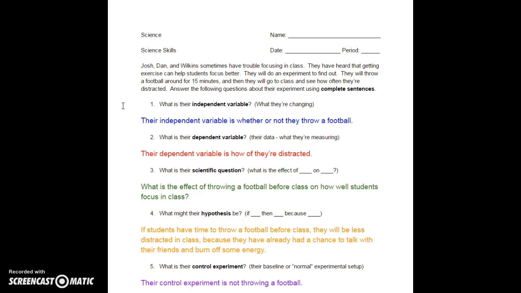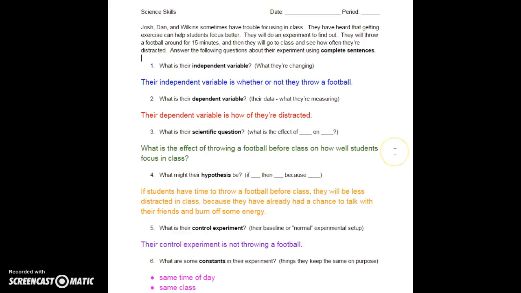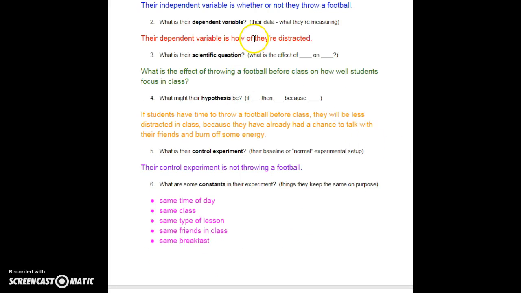All right, we're going to go through these answers. You should be writing the correct answer with a red pen on your paper if you do not already have the correct answer written down. Their independent variable is whether or not they throw around a football before class, as they have been so often asking to do. Their dependent variable, this is what they are measuring, this is their data that they're collecting. Their dependent variable is how often they're distracted, okay, how much they get distracted during class. That says of, it should say often, sorry.